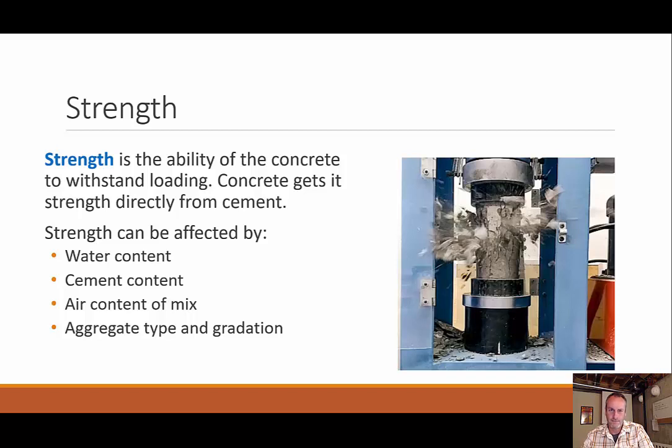The air content in the mix: we talked about some benefits of having air in your mix before with freezing and thawing conditions and how it allows the concrete to be able to absorb that. But the air in the mix does decrease the strength of the concrete. We'll talk about that as well in a little bit. And finally, aggregate type and gradation. So once again, last time we talked a little bit about having a good sorted, gradated aggregate where we had many different particle sizes.